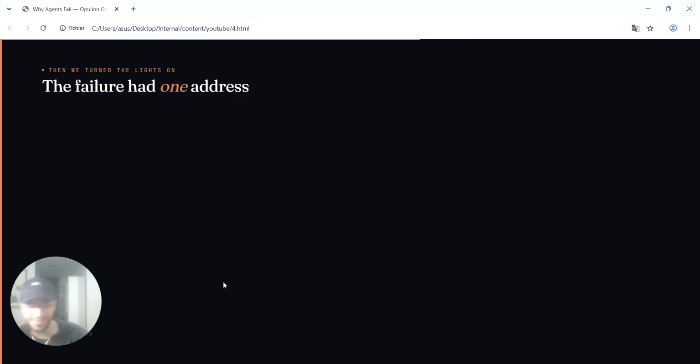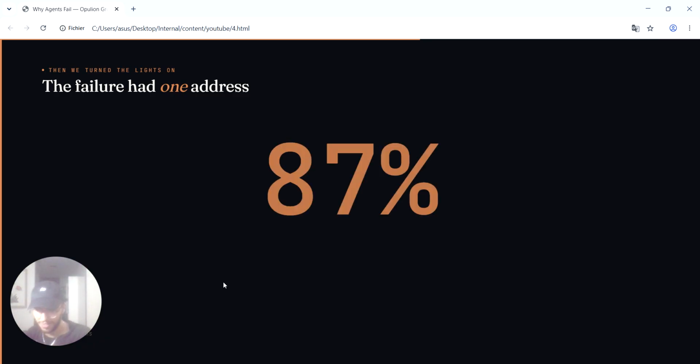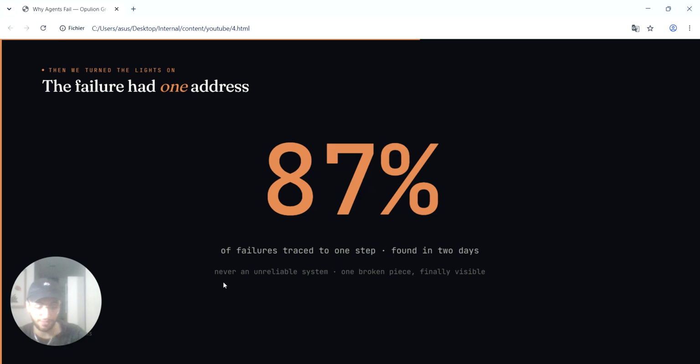So on the system, we did the obvious thing that nobody had done. We just turned the lights on, and we instrumented every single step. And what ends up happening is 85% of the failures were coming from just one specific step out of all the 11 steps. It took us 2 days to find, and once we could actually see it, it only took 2 days after that for the team to fix it.